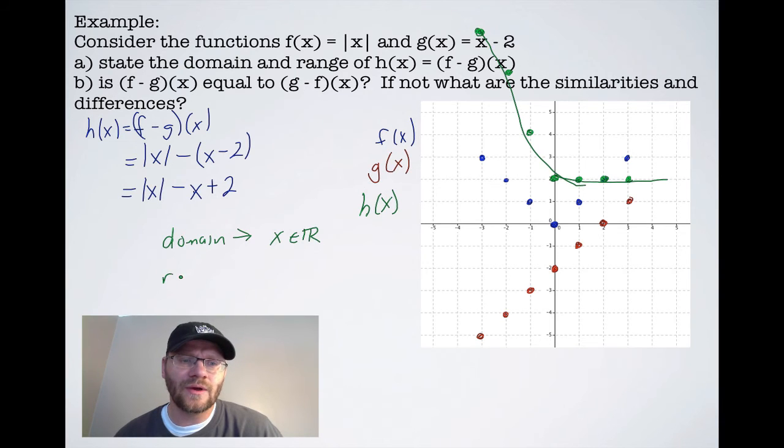Now our range, though, seems to be a little bit different. It seems to look like this function is just going to keep on going up and up and up, depending on how many points we graph to the left.